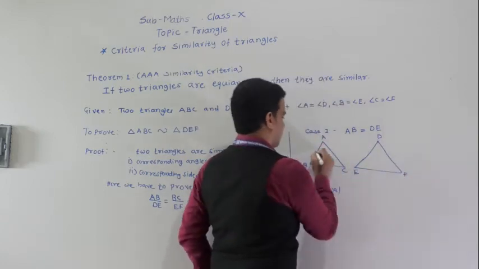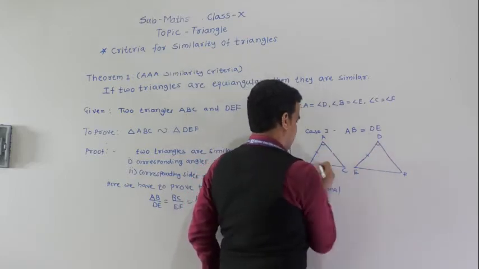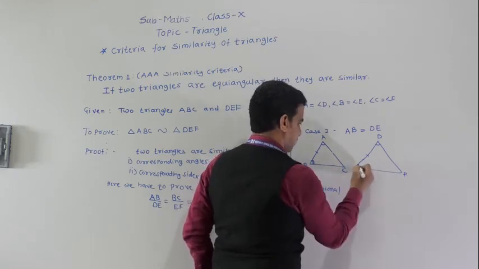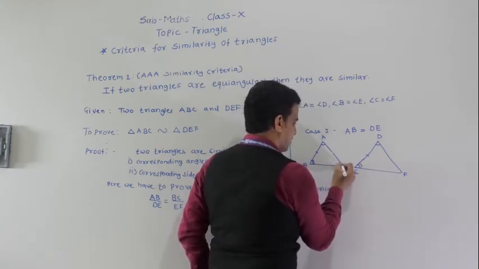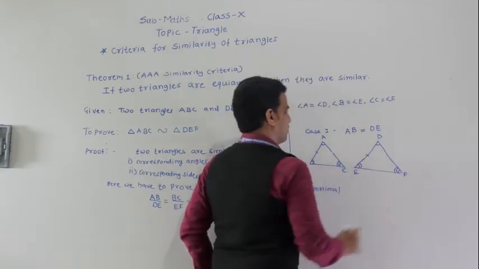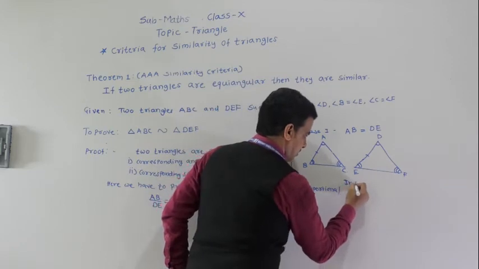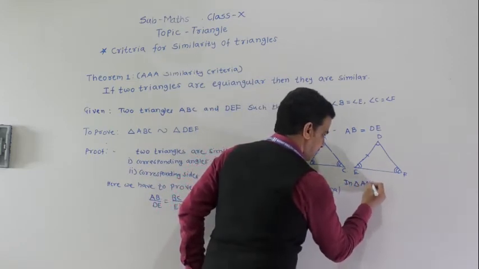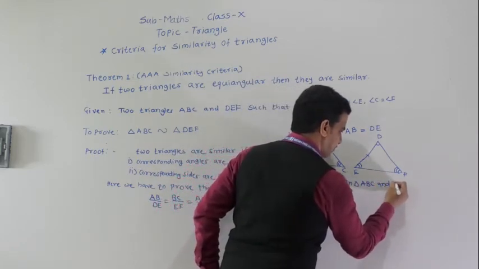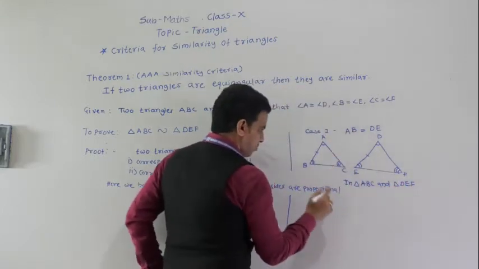So in that, AB is equal to DE given, and all angles are already equal. Angle A is equal to angle D, angle B is equal to angle E, and angle C is equal to angle F. So here in triangle ABC and DEF, now we have to write what are the given quantities here.